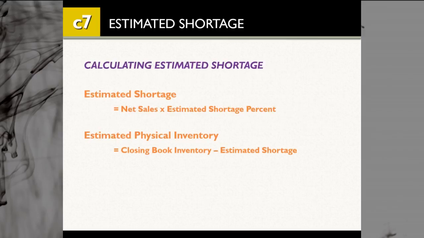So here are the formulas. How can you calculate your estimated shortage and estimated physical inventory? Your estimated shortage can be calculated as net sales multiplied by the estimated shortage percent, and this estimated shortage percent can come from your past experience. You can calculate your estimated physical inventory if you know your closing book inventory and your estimated shortage amount, because that's going to be book inventory minus shortage.